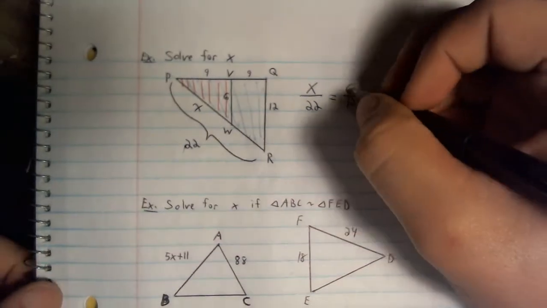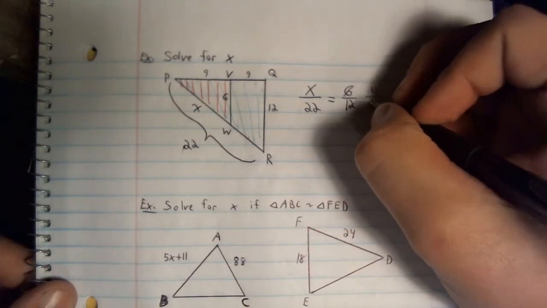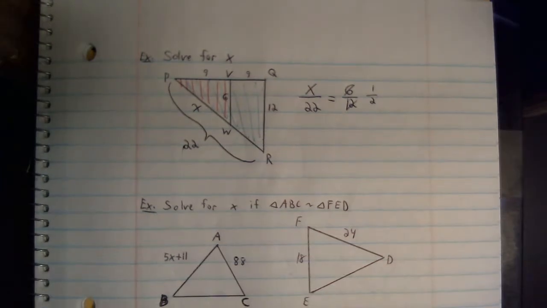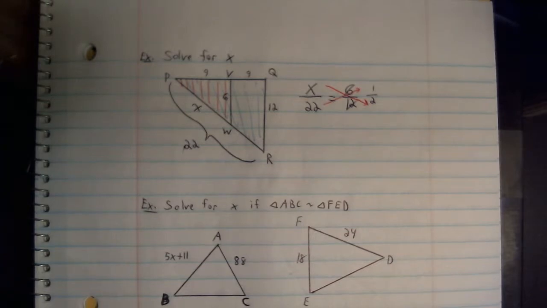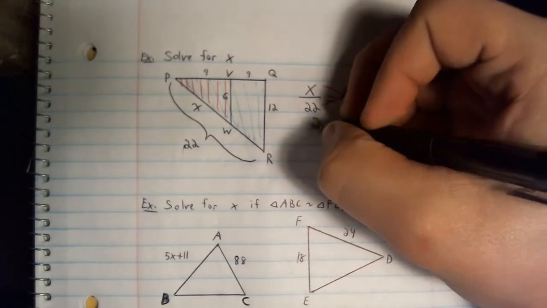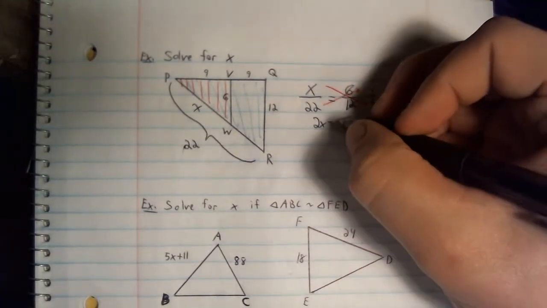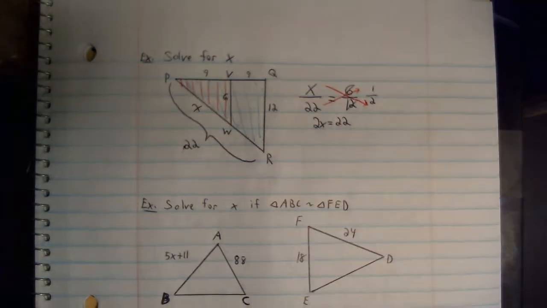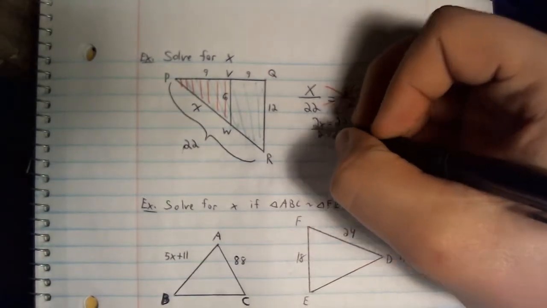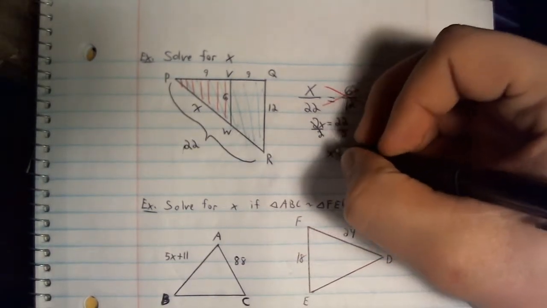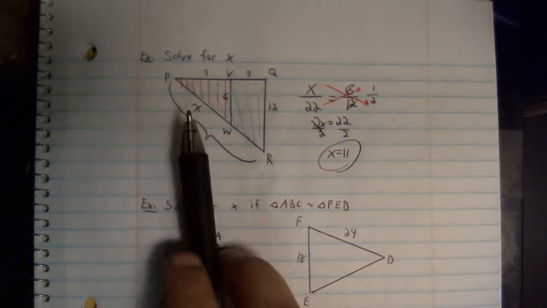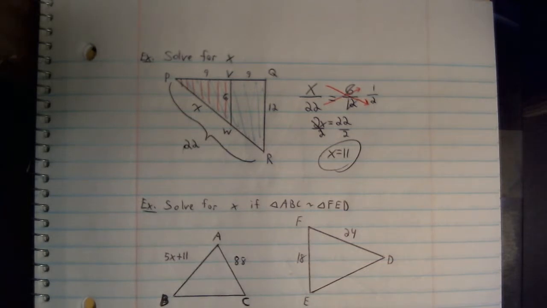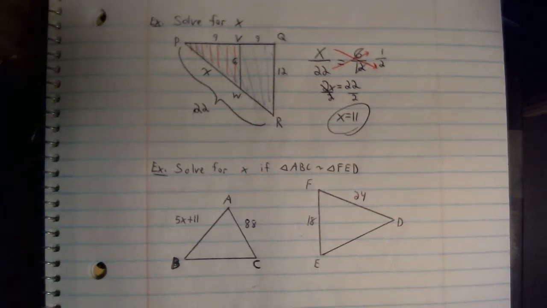I'm going to simplify if I can. That simplifies to 1/2, and then I just quickly cross multiply. X times 2 is going to give me 2x. 22 times 1 gives me just plain old 22. Divide by 2 on both sides. X equals 11. So I have found the missing side length. Hopefully you got that one right.